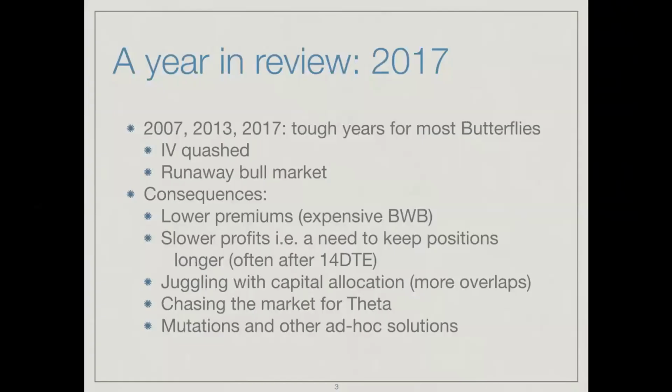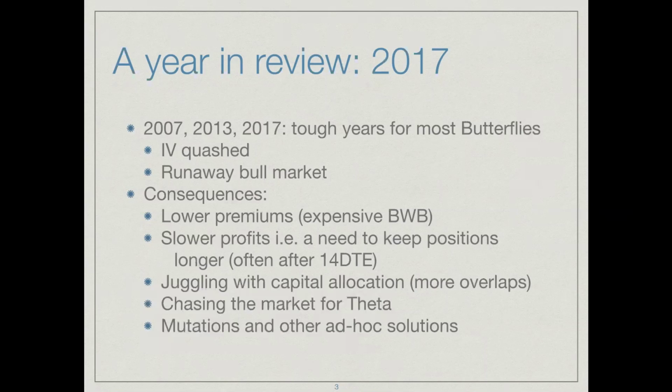So the year in review, we'll start with 2017, which was a bit like 2007 and 2013. Pretty difficult years for most butterfly strategies, having been completely quashed. I think last year was even worse than the previous occurrences of this, with even the VIX as a proxy or any form of benchmark going back to almost 25-year-old lows or all-time lows. And I suppose many of you butterfly traders have experienced the same thing as I did.